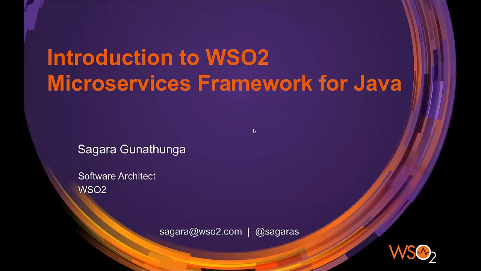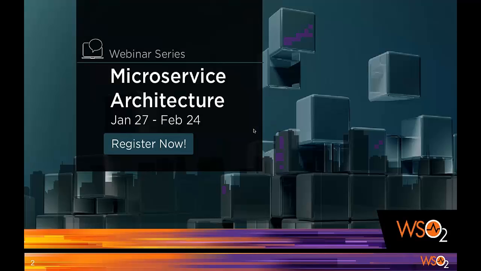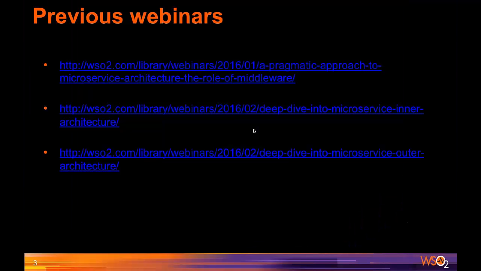As I mentioned, this is the last session of this series. We already had 3 sessions under this microservices webinar series. In the first one we discussed the architectural overview of microservices. Then we discussed inner and outer architectures. I hope you already attended those sessions. Otherwise, I highly recommend you go to the offline recordings of these sessions to understand the architectural aspects of microservices.